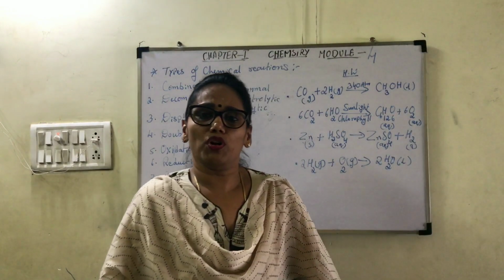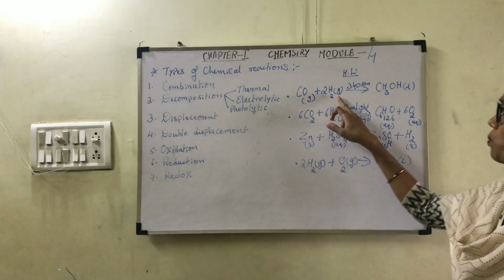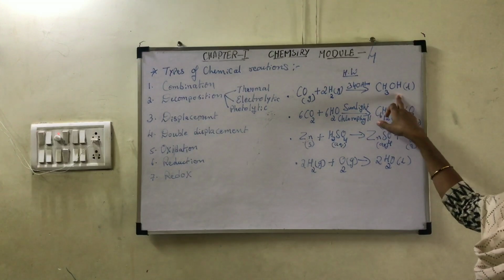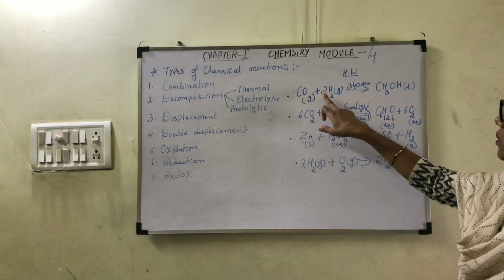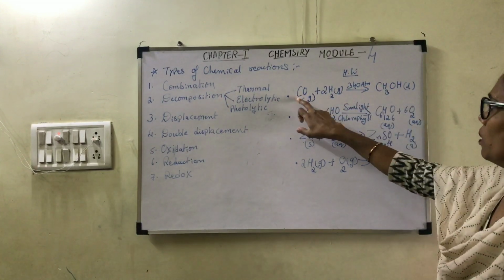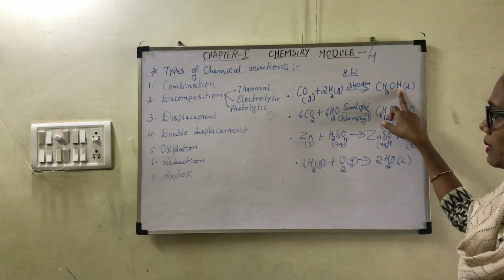So last module 3, the homework that I gave: CO plus H2 gives CH3OH, and I asked you to write the balancing. So here 1 CO, here you have CO plus 2H2 gives CH3OH. This is the correct answer.